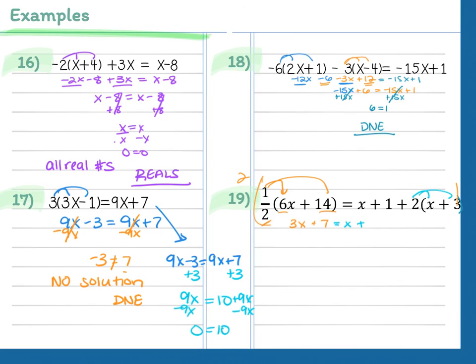The 2 goes to both of these, plus 2x plus 6. Combine my like terms on the right-hand side there, and I get 3x plus 7. Look, it's the same. Catch it as early as you can. All real numbers, or in WebAssign, the word reals.